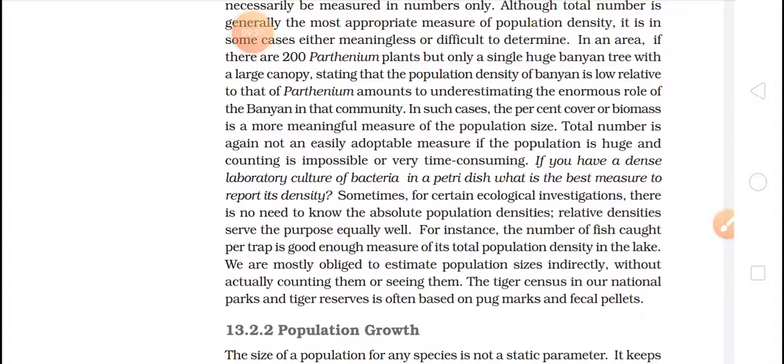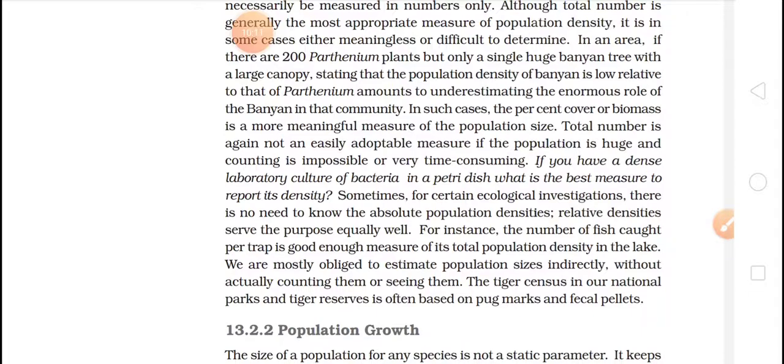So the number of fish, if we are taking from a pond or lake by trapping them, if we take out that fish and calculate, we can find the density. Like from one catching or one trap, how many fishes we are taking out. So we can approximately calculate the density of the fish in a lake. So we can roughly calculate it.